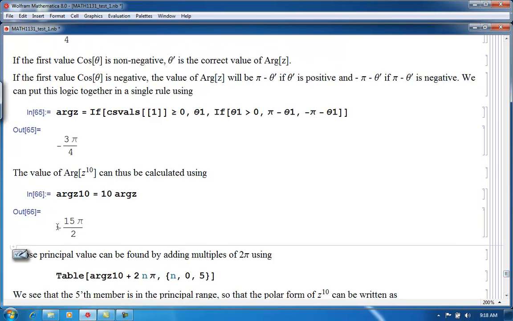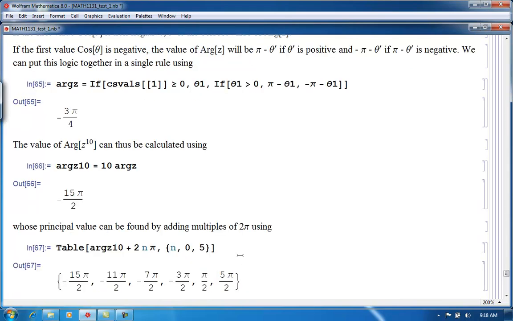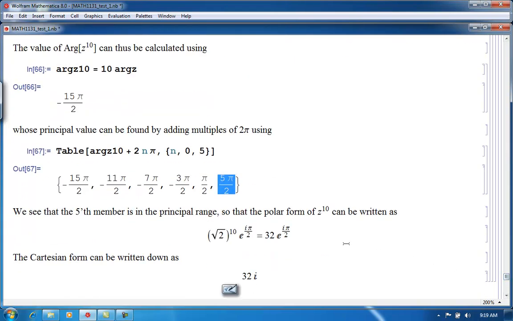So what we do is we add 2 pi, 4 pi, 6 pi, and so on to this until we get a number which is in the principal domain, and we can do that by this arrangement here, computing the argument plus 2n pi for those values there, and we can see that these ones here are not in the principal domain. This one is, and this one isn't either. So the argument of z to the power 10 is pi over 2.